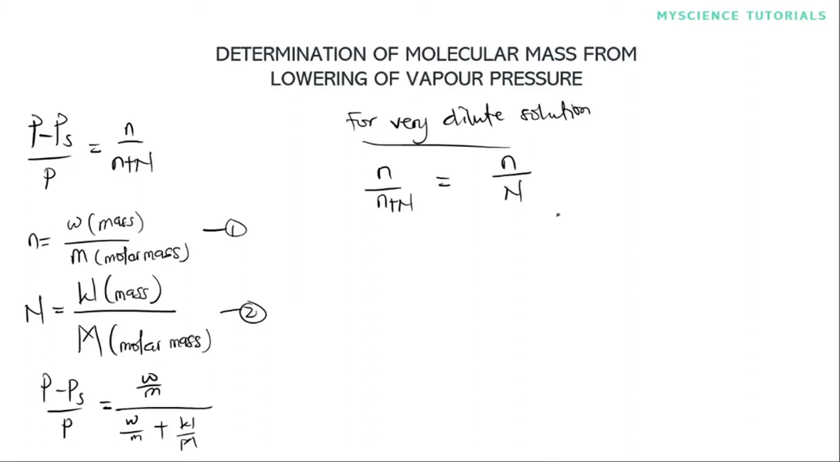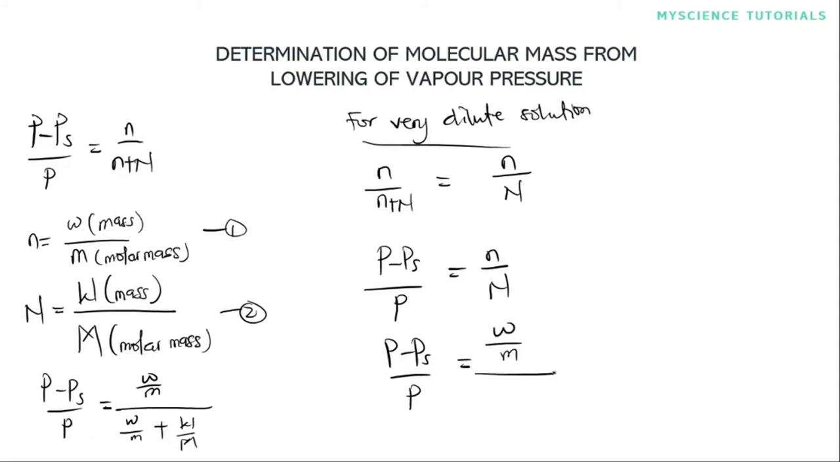So if the question asks you to find the molar mass for a very dilute solution, we replace this part of the formula by small n over capital N. That means P minus Ps over P becomes small n over capital N, where small n is small w over small m, and capital N is capital W over capital M. If we resolve this, we get P minus Ps over P equals small w multiplied by capital M over small m multiplied by capital W. This is the formula we use for very dilute solutions.